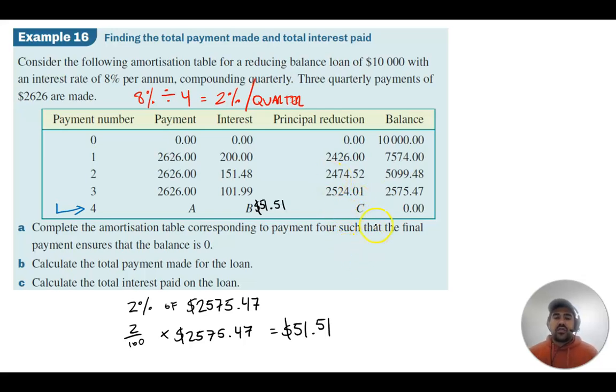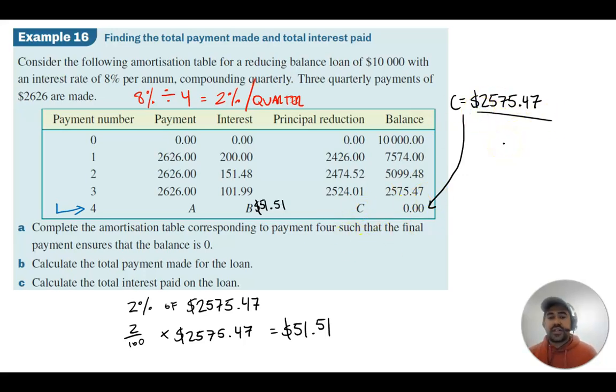Now the thing is, for a balance that's at $2,575.47, for it to go down to $0, C has to be $2,575.47. This is the only amount that it can be in order for the balance to reduce down to 0, so that this person has nothing owing. So we've worked out C, we've worked out the interest. How do we work out what the payment is? What does the payment need to be in order for the principal reduction to be locked at this amount?